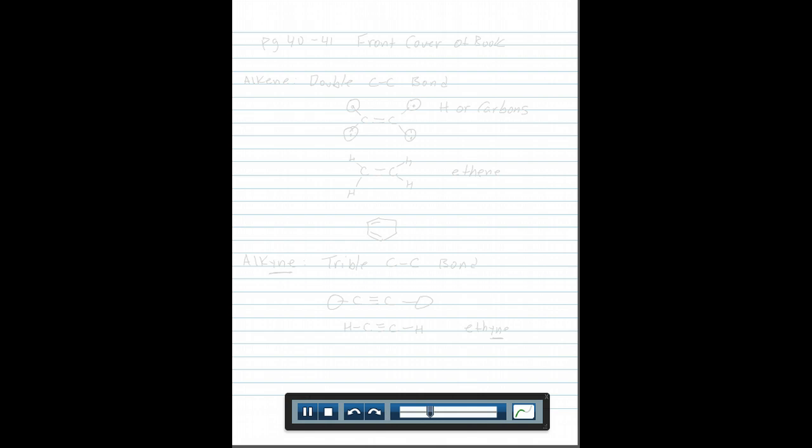All right, so let's go over the different functional groups. If you look on page, I believe it's 40 and 41, so page 40 to 41, you can also look on the front cover of the book, and you will see all of the functional groups.